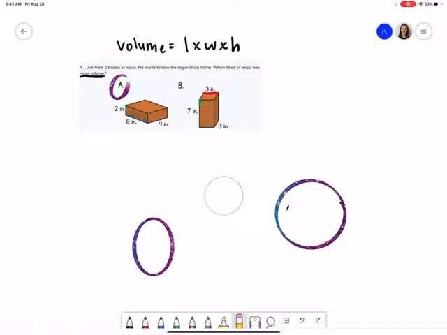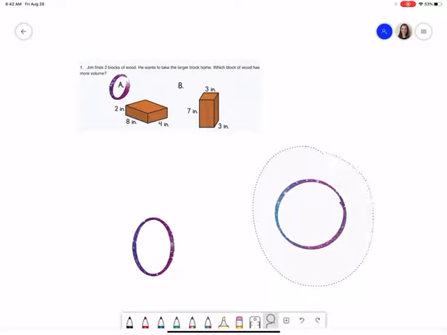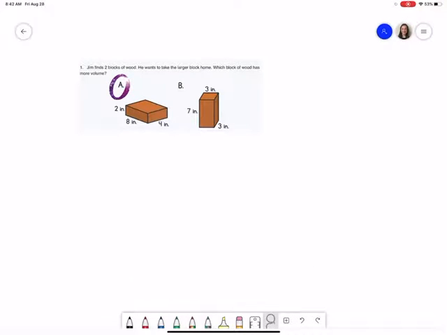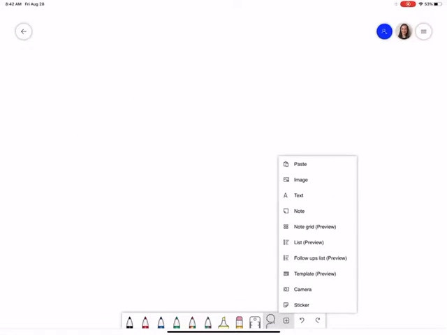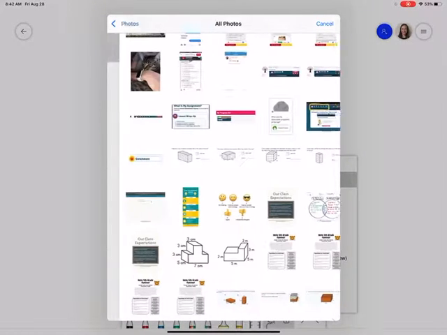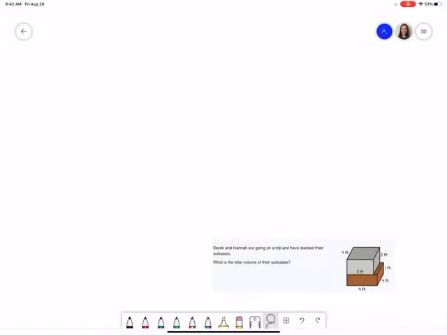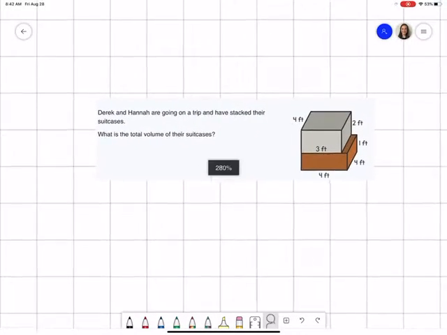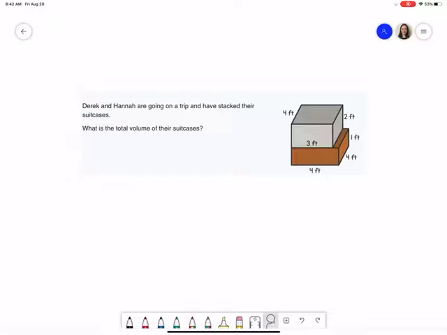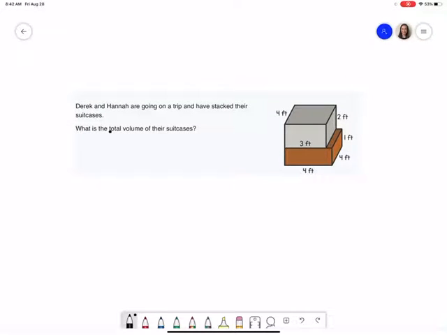So let me erase, and we're going to do one last one, and then it's going to be your job to work on your own and let me know if you need help. So let's do this last one together. Derek and Hannah are going on a trip and have stacked their suitcases. What is the total volume of their suitcases? Okay? Total volume. Let's underline those 2 words, total volume, so we know what we're looking for.